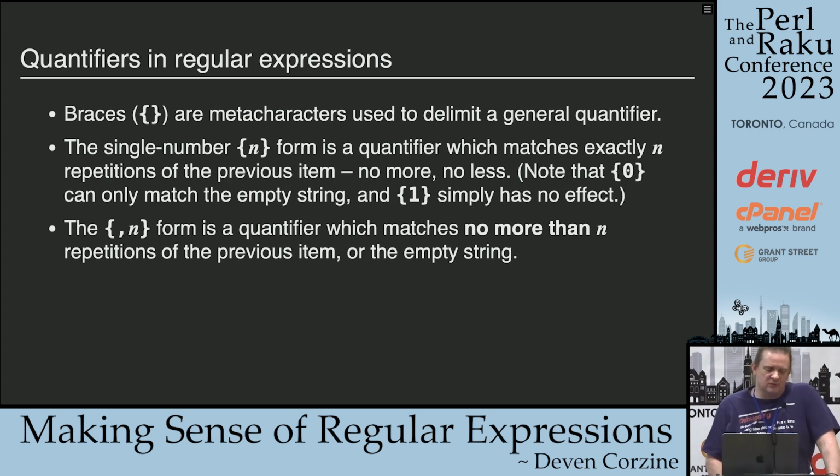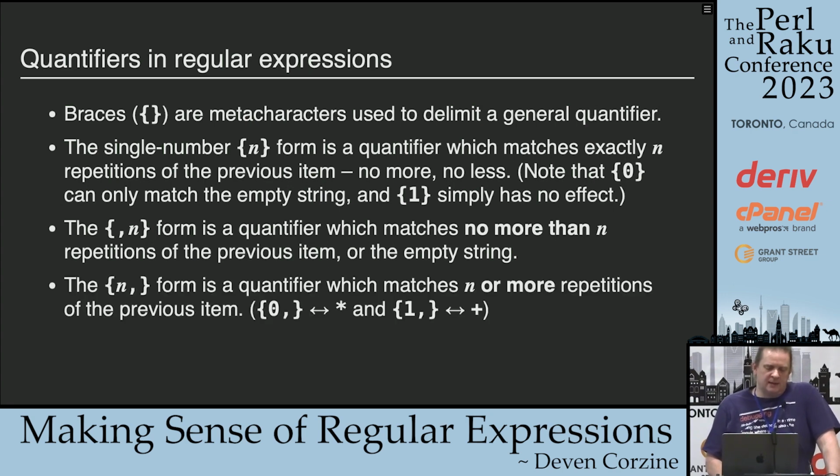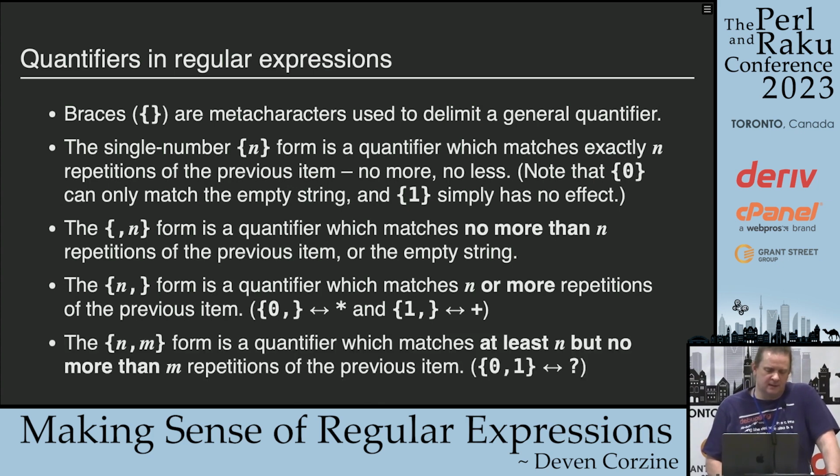You can also do comma n, which is a form of the quantifier which matches no more than n repetitions of the previous item or the empty string. The n comma form is a quantifier which matches n or more repetitions of the previous item. And you can see that the 0 comma form is equivalent to the star quantifier, and the 1 comma form is equivalent to the plus quantifier. The star and plus are just a lot easier to type.